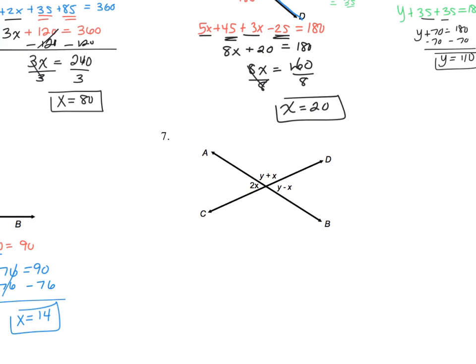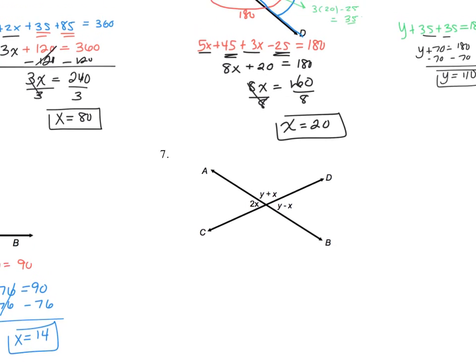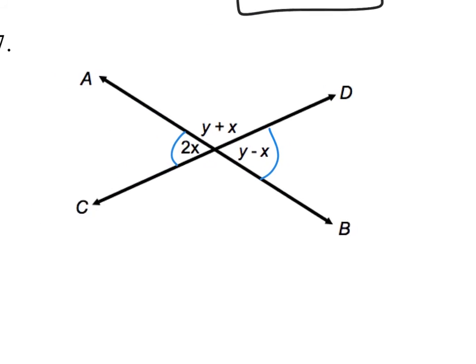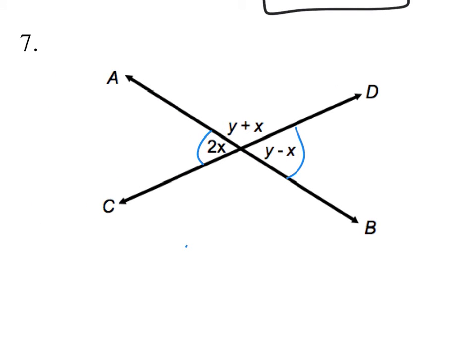Number 7 is a challenge. Let's look at how to approach it. This one's actually going to require you to use your basic knowledge of systems of equations. So what I'm going to do is, I know that this angle has to be congruent to this angle because of vertical angles. So I know that 2x equals y minus x.